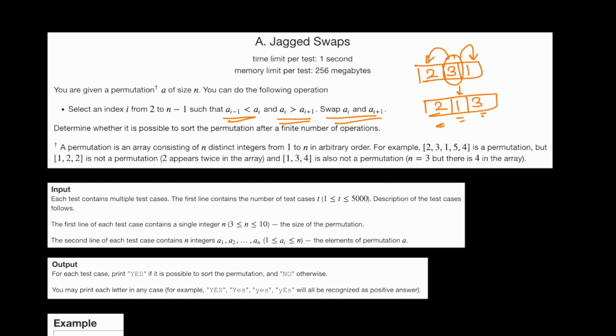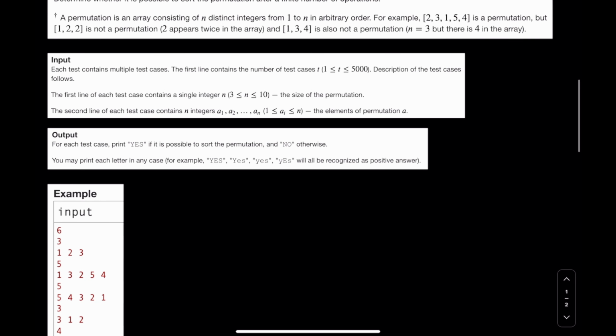Determine whether it is possible to sort the permutation after a finite number of operations. A permutation is an array of n distinct integers from 1 to n in any order. You'll be given at most 5000 test cases. The permutation size would be 3 to 10. For the output, we need to print yes if it's possible to sort the permutation and no otherwise.